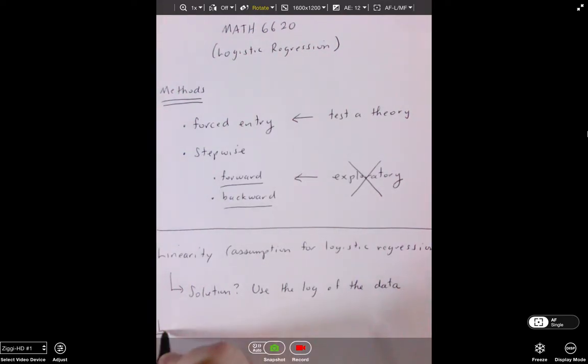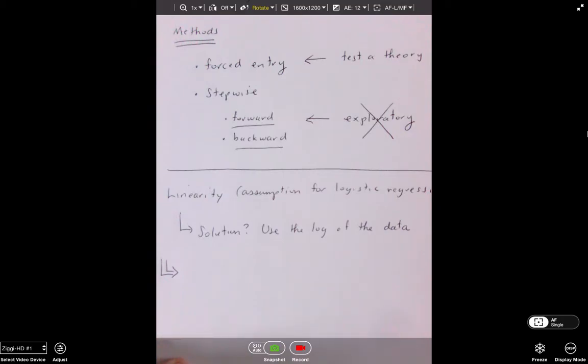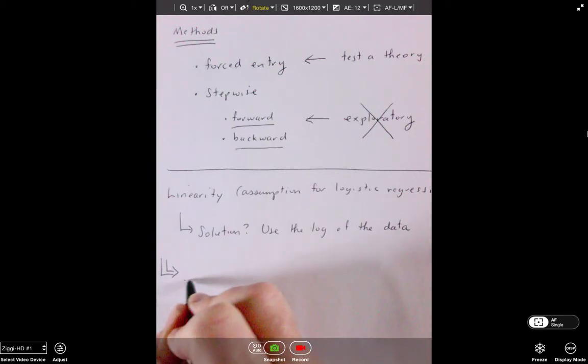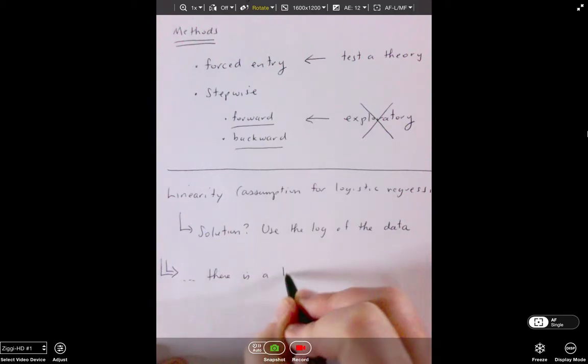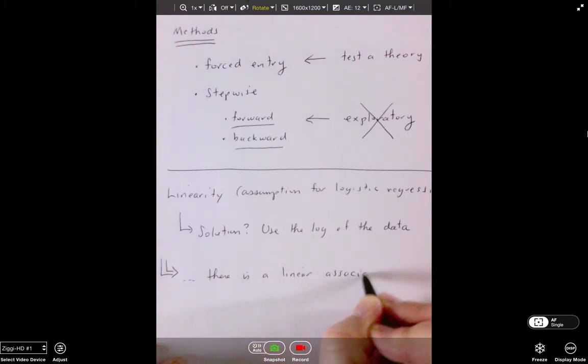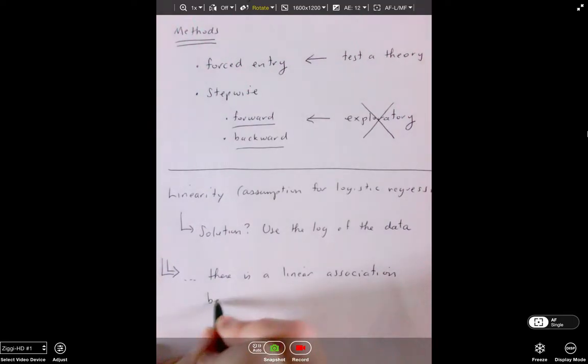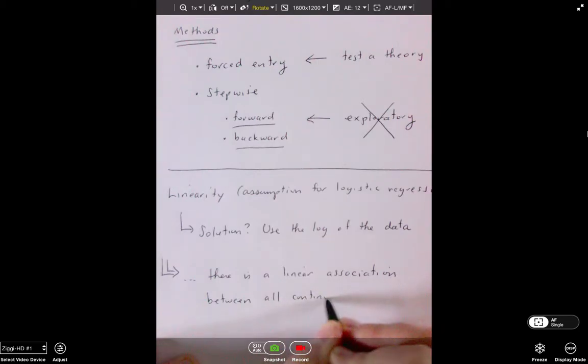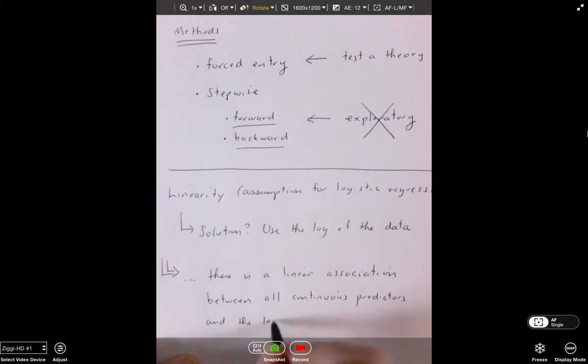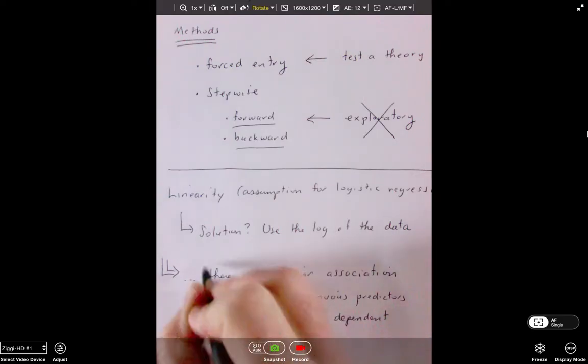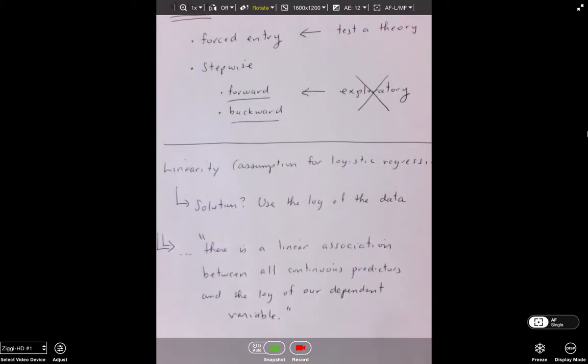So I think this is important enough to put, I was just going to say that, I don't even think I can repeat it, but let me see if I can. So the linearity assumption in logistic regression is there is a linear association between all continuous predictors and the log of our dependent variable. Actually, I think that's pretty close to what I did say, so I don't think it's word for word, but I think it's close enough that it makes a little bit of sense.